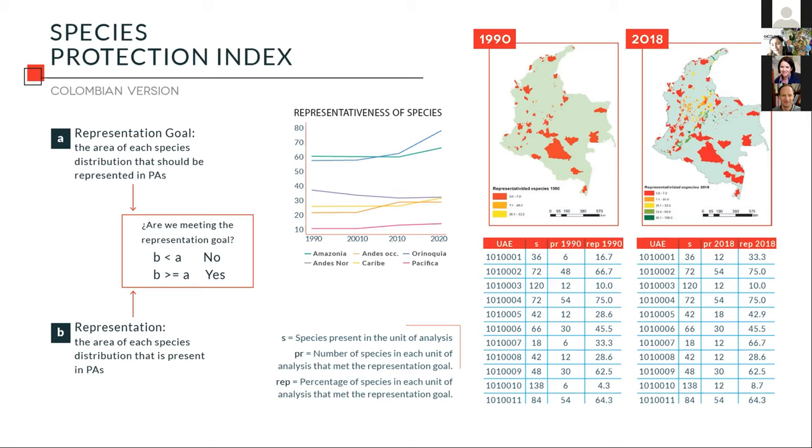You can also have this indicator aggregated in different sub-regions in Colombia, so the Amazonian region, the Andean region, or the Savanna region, or the Pacific, and you can see the trend in time for this indicator. So it's the same idea of the species protection index. It's methodologically a little bit different, but it's the same ingredients in the indicators that we have been working on.